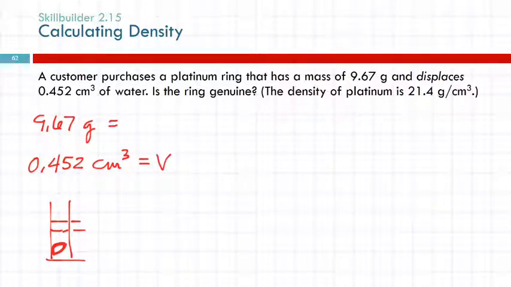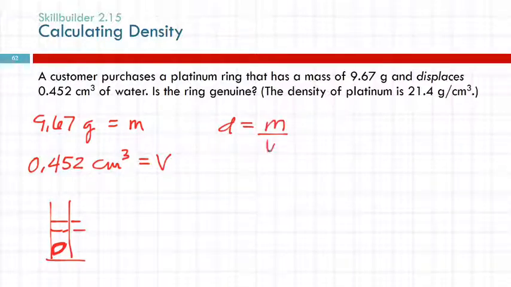And 9.67, it even tells us that's the mass. So we want to know if it's platinum, if it's genuine. So what we're going to do is we're going to calculate the density. It doesn't specifically come out and say, calculate the density. So you kind of have to imply that, well, this is how I would find out if it's actually platinum or not.